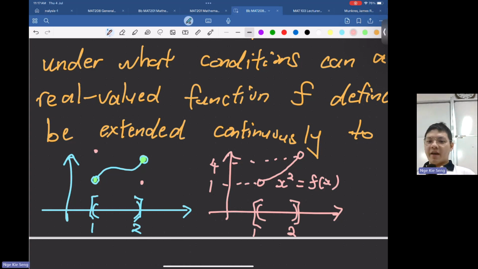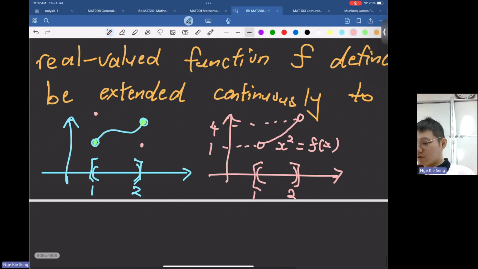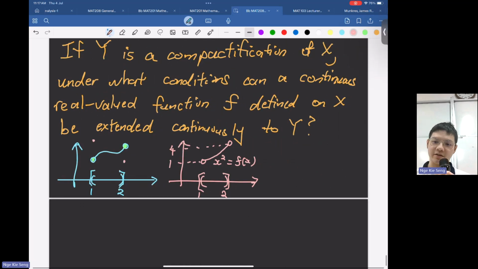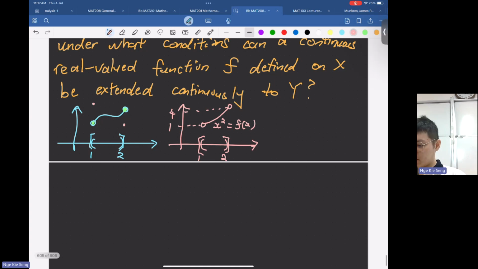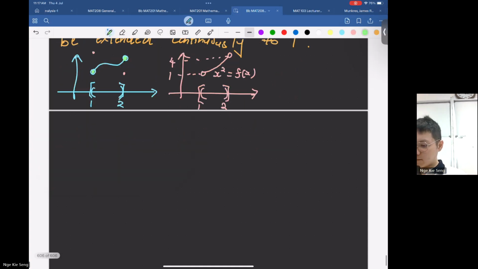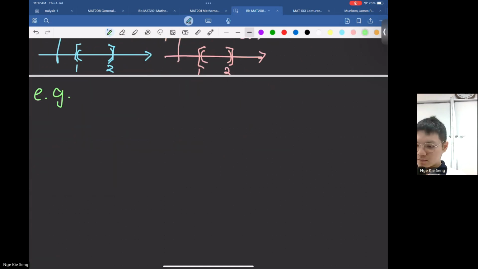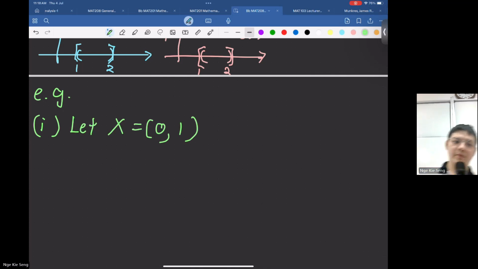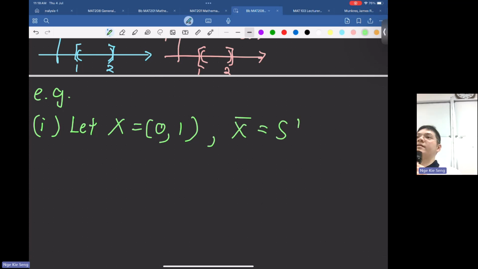So actually, you can see that what we drew here is bounded. Bounded function. But even bounded is not enough. Let me give you an example. For example, let's look at this compactification as S1, filling in one dot.